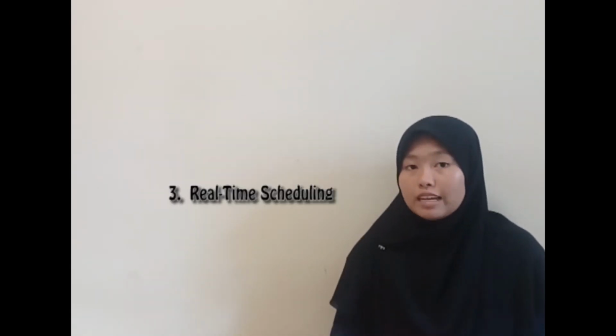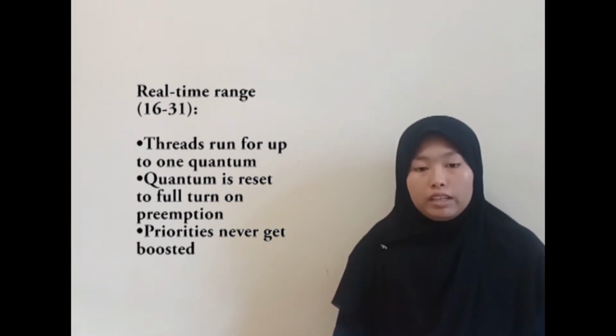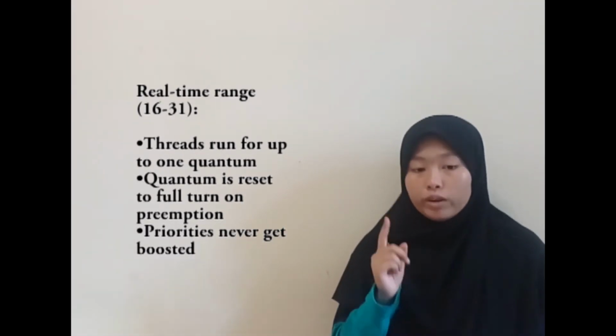Next is about real-time scheduling. Windows supports a static round-robin scheduling policy for threads with priority in the real-time range 16 to 31. Threads run for up to 1 quantum.